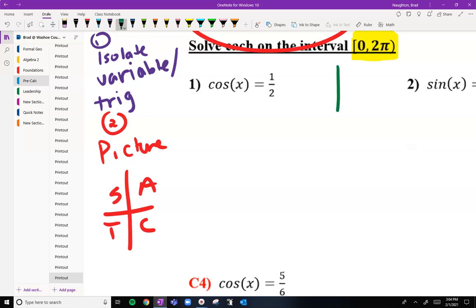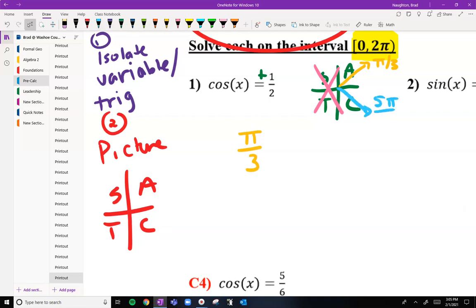So on this first one, we know that all students take calculus. Since this is a positive, it will not exist on this side of our coordinate plane. So we can cross that off. So I need to know basically that I'm going to have 2 answers. So if it's in this first quadrant, we know from our unit circle that this is going to be pi over 3. So that's going to be one of our answers. So we'll go pi over 3. And then we know if it's going to be in this quadrant down here, it's going to be 5 pi over 3. You good with that? So we have our 2 answers.